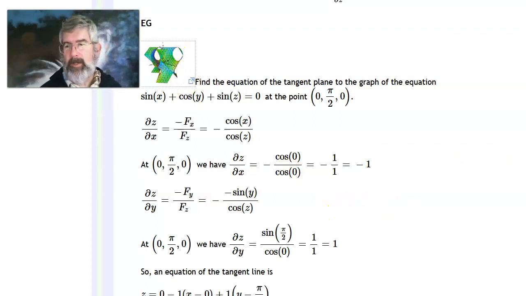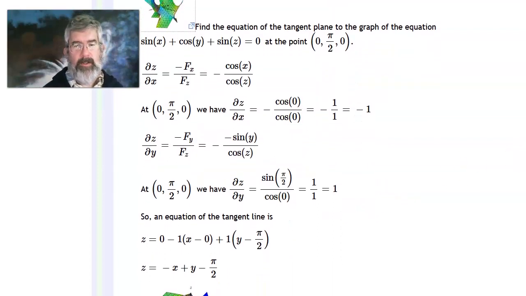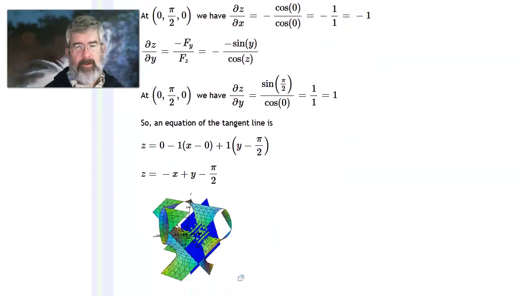Okay. And so I can write down the equation of the tangent plane. Actually, let's scroll down here to see the picture too. This is z equals the z value of the point I want to go through, that's 0, plus the slope in the x direction, which we calculated was minus 1, times x minus the x coordinate, plus the slope in the y direction, which is 1, times y minus the y coordinate of the point. And simplifying that a little, I have z equals minus x plus y minus pi over 2.